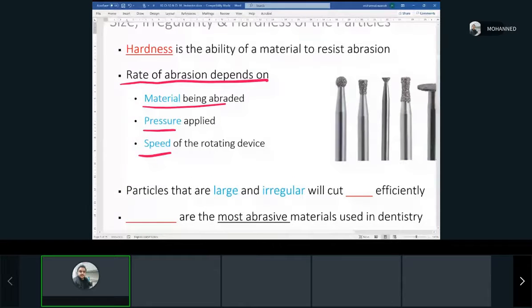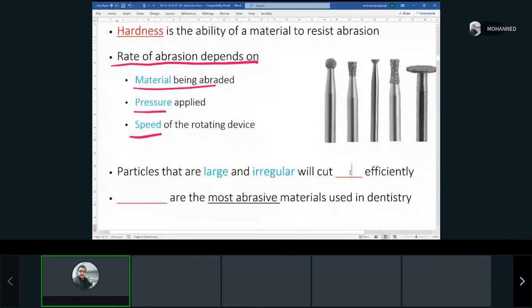So that makes a difference. Particles that are large and irregular will cut more efficiently. The bigger they are, the more irregular they are, the more efficiently they will cut.